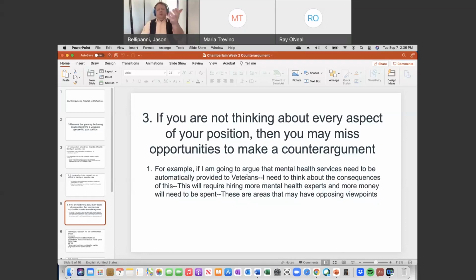So you just want to make sure that you're thinking about all the different aspects of your argument. You have your argument, and what will your argument mean? Will it mean they need to hire a bunch of new people somewhere, or something gets shut down? So you're thinking about the consequences of your position, because that's usually where you can find opposing viewpoints, because not everybody's on board with the consequences.